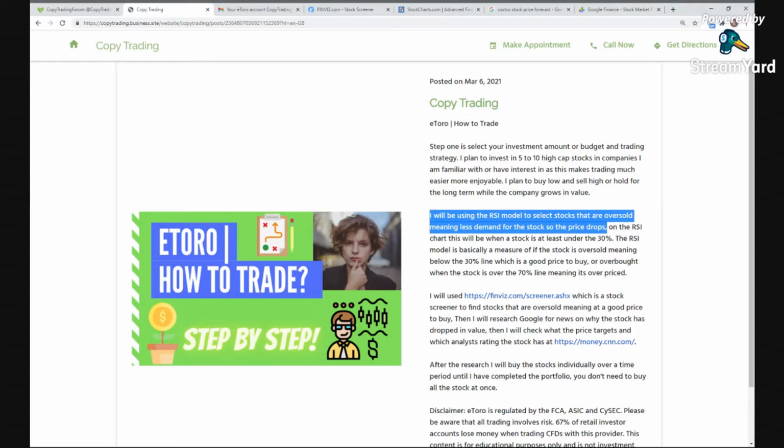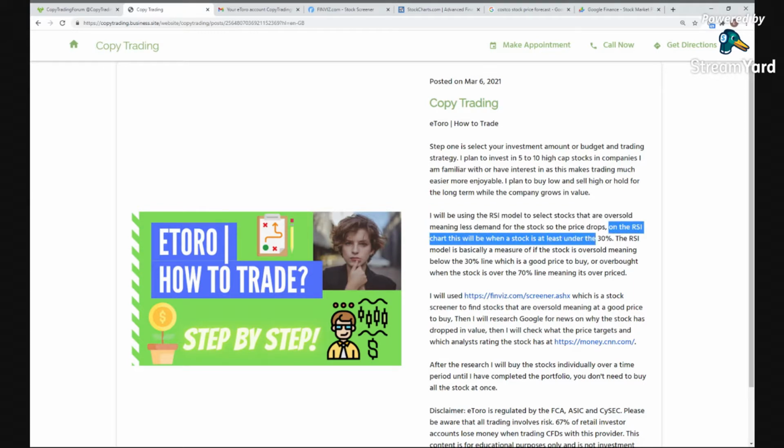Okay, on the RSI chart, this will be when the stock is at least under 30%. I'll explain this to you later. So it's just a line from 0% to 100%. It's a small chart that's underneath the main chart. It's just called the RSI model. So when it's under the 30% line, it's oversold. And when it's over the 70% line, it's overbought, so time to sell the stock or short the stock.